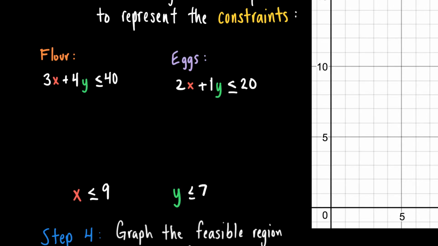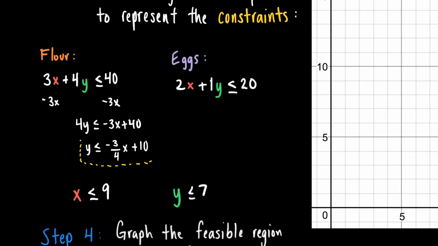So the goal is to get the y by itself. If we subtract 3x from both sides here, then we'll have 4y is less than or equal to negative 3x plus 40. And then if we divide by 4 on both sides, we're going to have y is less than or equal to negative 3/4 x, because we're dividing by 4, plus 40 divided by 4 is 10. Okay, so here is one equation. I'm going to box it in yellow. This is one of our constraints. This is another constraint. This is another constraint.